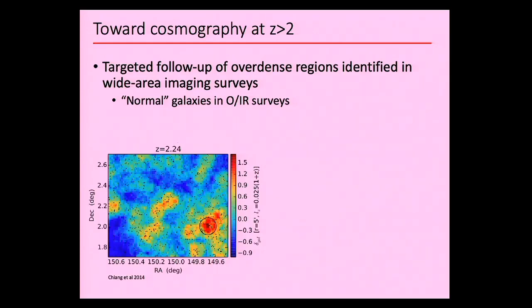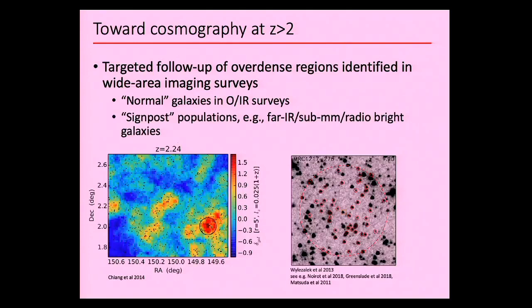You can either choose normal galaxies in optical infrared surveys. This is an example in the COSMOS field where you see a big overdensity identified by a photometric redshift technique to localize them along the line of sight. Another tactic is, instead of focusing on garden variety galaxies, to look at more rare populations that might be signposts for big overdense regions. That can be far infrared or submillimeter or radio bright galaxies, for instance. And this is also a technique that's been successful in identifying special environments in the distant universe. This is an example of galaxies around a radio loud source at a redshift of about 2.